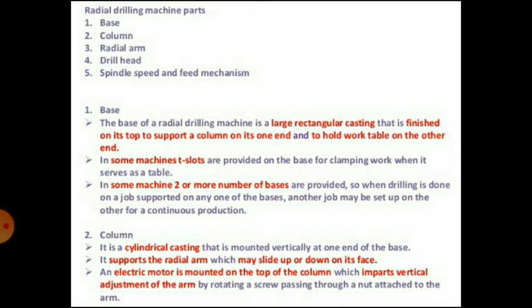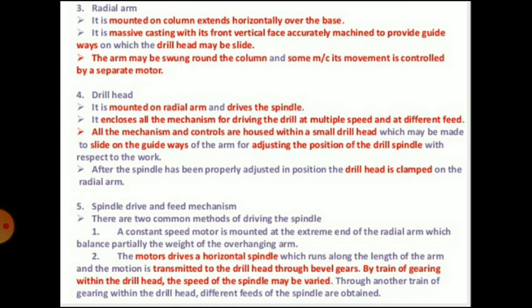The column is a cylindrical casting that is mounted vertically at one end of the base. It supports the radial arm, which may slide up or down on its face. An electric motor is mounted on the top of the column, which imparts vertical adjustment of the arm by rotating the screw. Next part is the radial arm, that is mounted on a column and extends horizontally over the base.